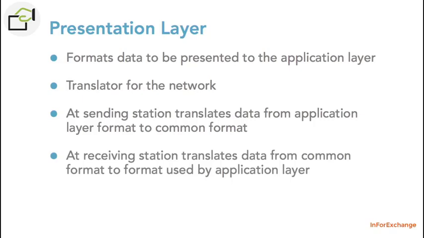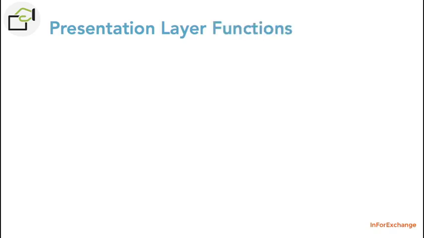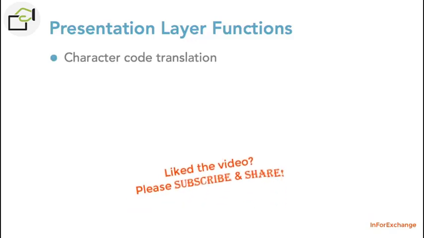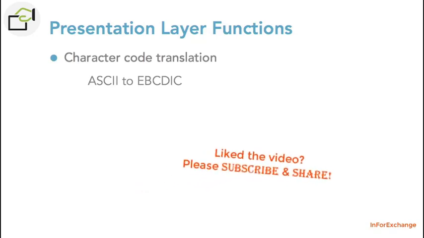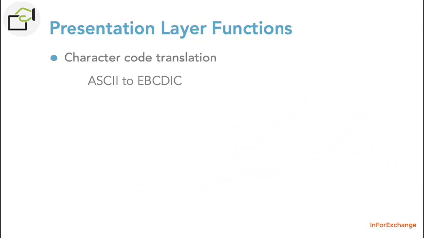Part of the translation responsibilities of the presentation layer is to do character code translations. For example, it might take data that is in the form of the ASCII code and convert or translate it to the EBCDIC code. ASCII is a very basic encoding method used to take plain text and encode it in such a way that it can be sent across the network. EBCDIC, on the other hand, is a much more advanced encoding method that is used in emails and things like that, which allows email to be used to send graphics and pictures and that sort of thing.